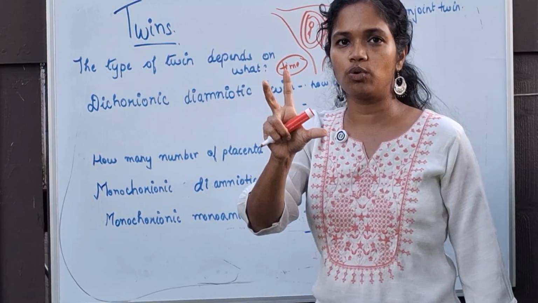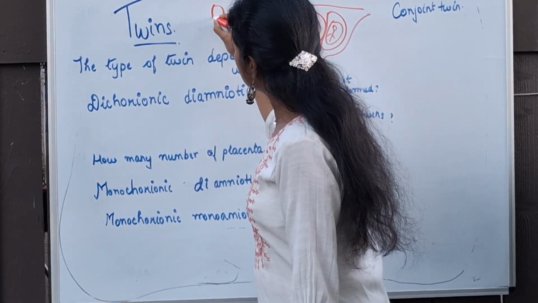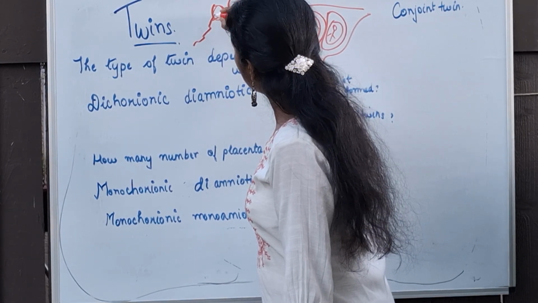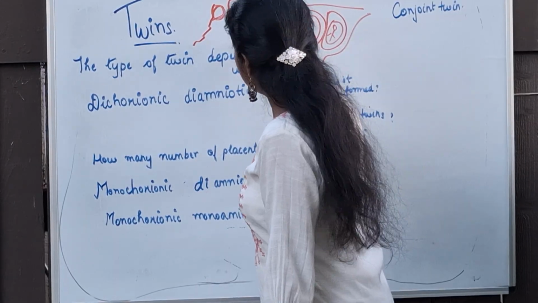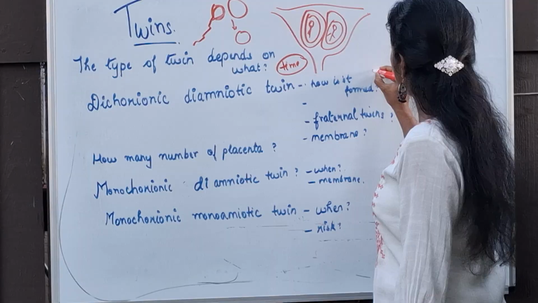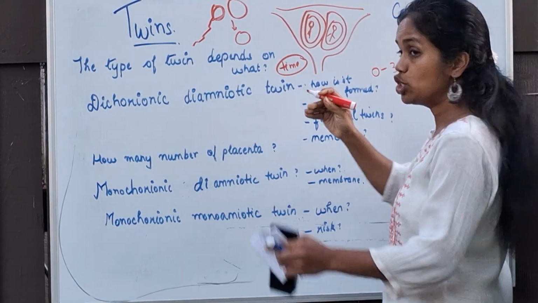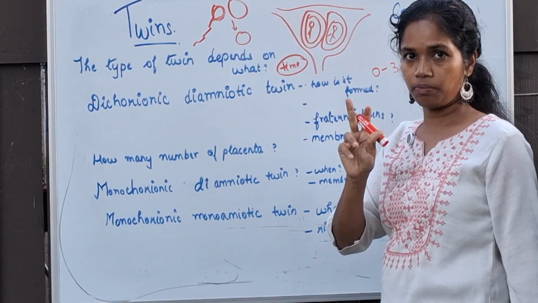Once the normal sperm and the egg have fused together, they form a zygote. When this zygote splits in the first 0 to 3 days post fertilization, when the zygote has split into two, then it can form two chorions and two amnions.